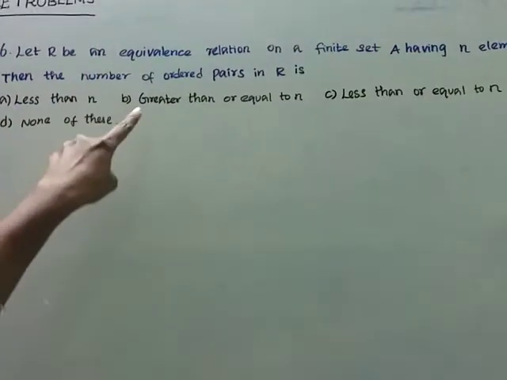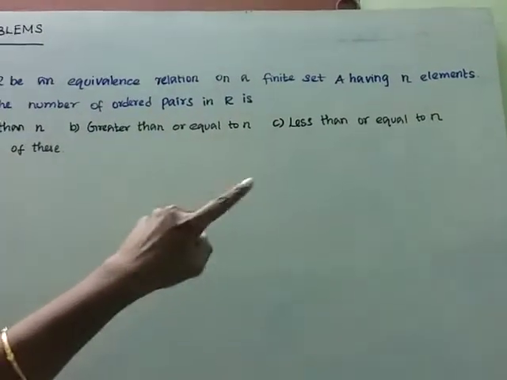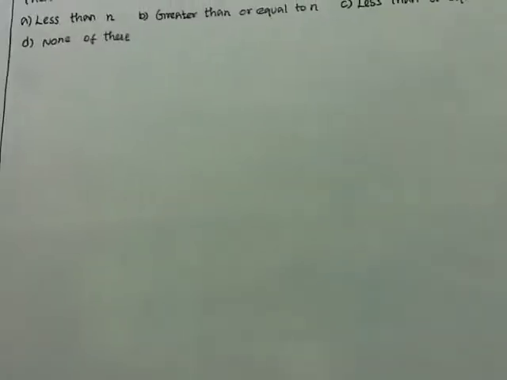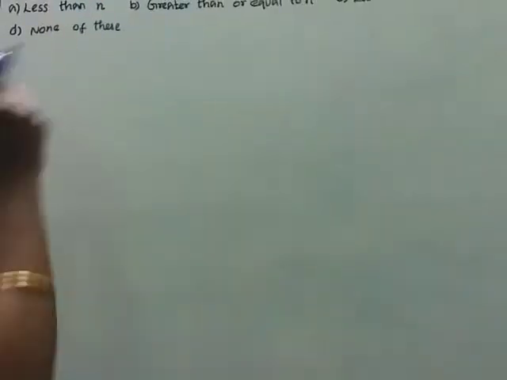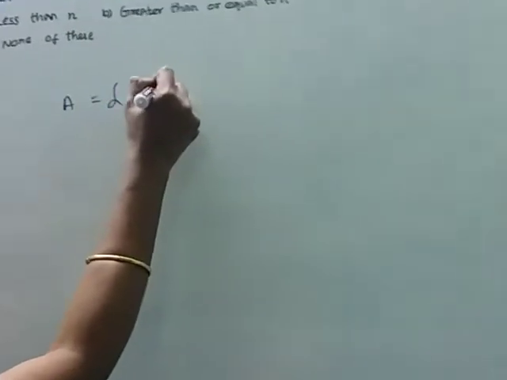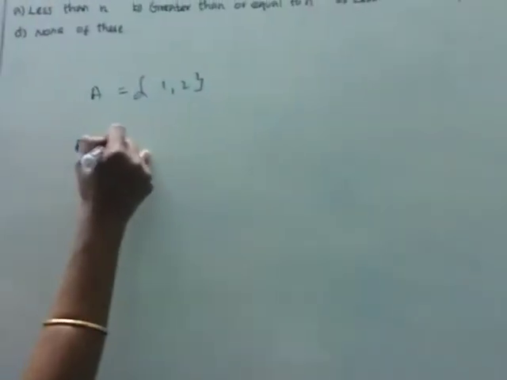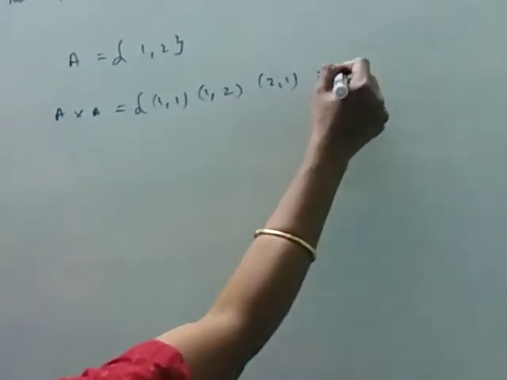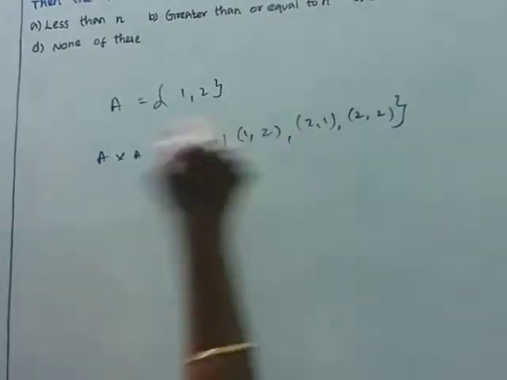Let R be an equivalence relation on a finite set A having n elements. Then the number of ordered pairs in R is? This is one example. The same problem comes under theory also, where you define an equivalence relation with minimum cardinality and maximum cardinality. It is the last sum in theory questions, exercise 1.2. When I declare A as {1, 2}, then A cross A is (1,1), (1,2), (2,1), (2,2). Okay? This is our maximum cardinality.